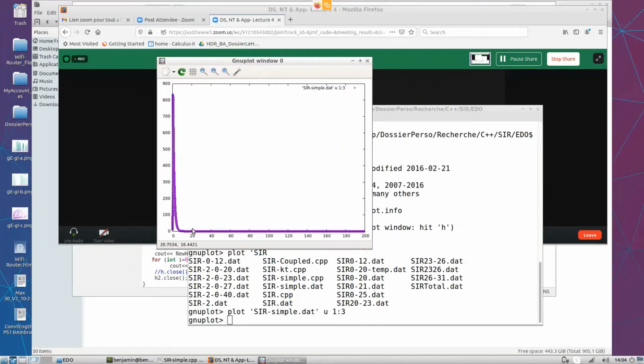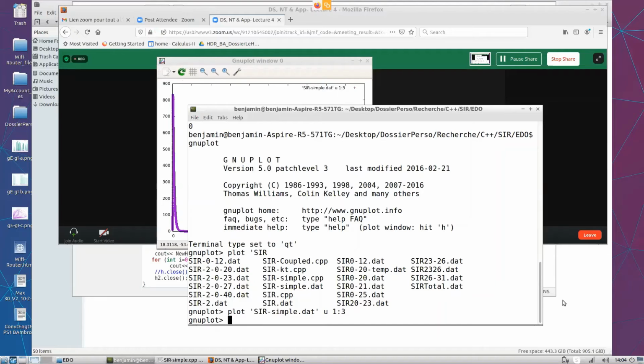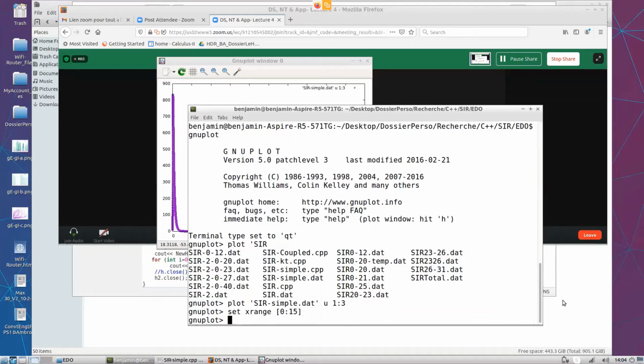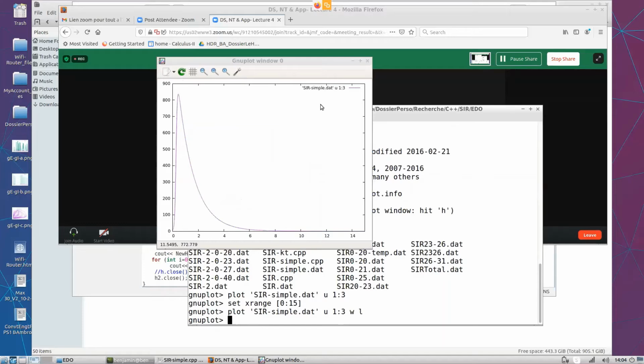So now I will just take, 200 is too much because everything is going back to 0. So I just want to stop at, for example, 10 or maybe 15. So I will set up the time between 0 and 15 and do it again. All right, so you got that. So this is my I of t for the model.